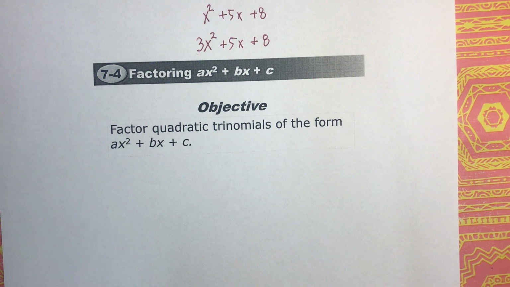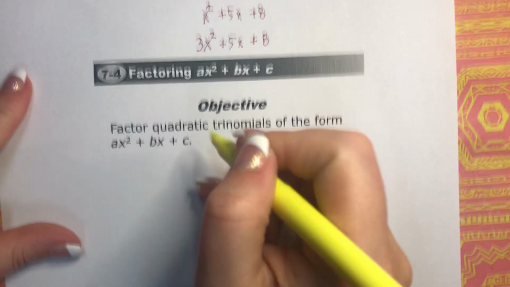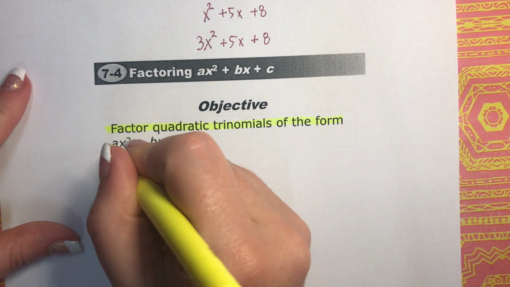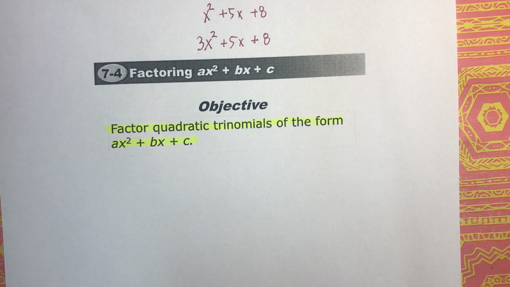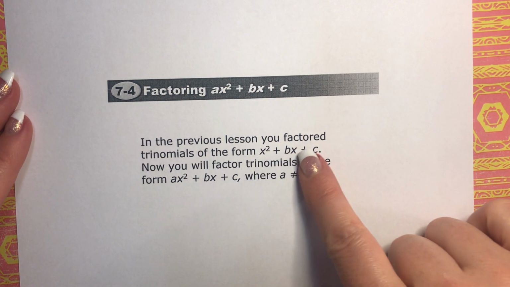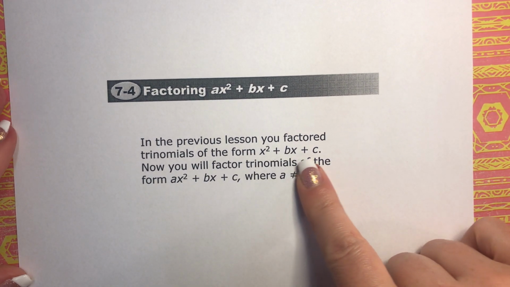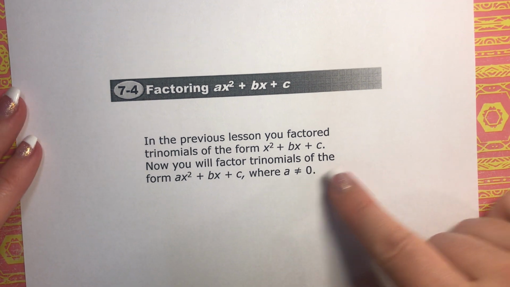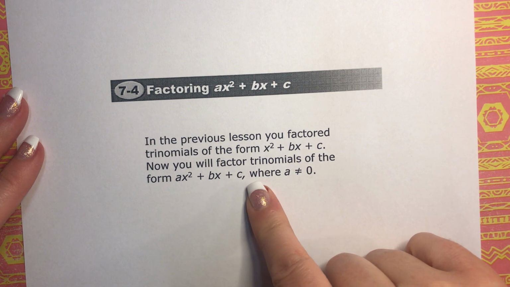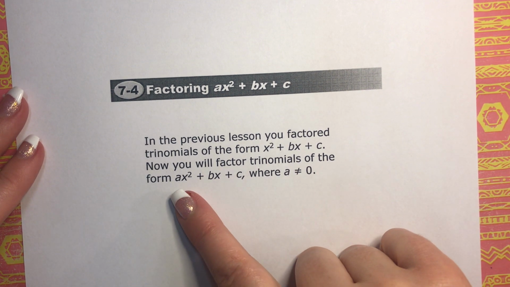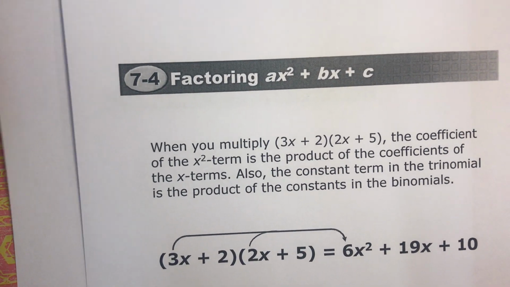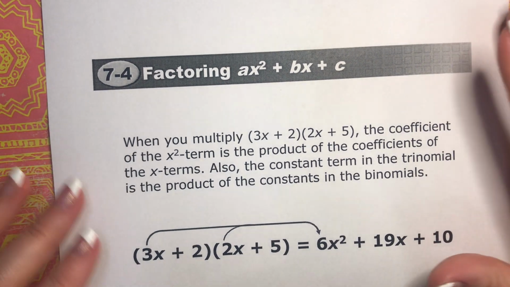So the objective for today is to factor quadratic trinomials of the form ax squared plus bx plus c. So in the previous lesson, you factored trinomials of the form x squared plus bx plus c, right? That was all last lesson. But now we will factor trinomials of ax squared plus bx plus c, where a is not equal to 0 and a is not 1 either, so a is a number. All right, so let's go ahead and look at what something like this will look like.